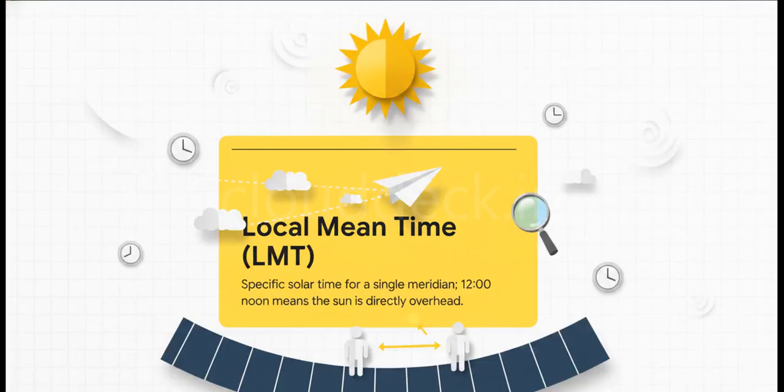In contrast to that, we have local mean time, or LMT. This is the specific solar time that's unique to a single, specific meridian of longitude. Basically, when the sun is at its absolute highest point directly above your head, your LMT is exactly 12 noon. But remember, the Earth is continuously rotating from west to east, right? So literally every single line of longitude on the planet has its own distinct LMT. If your buddy is standing just one single degree of longitude to your east, the sun crossed their meridian a few minutes ago. They're on a totally different LMT.